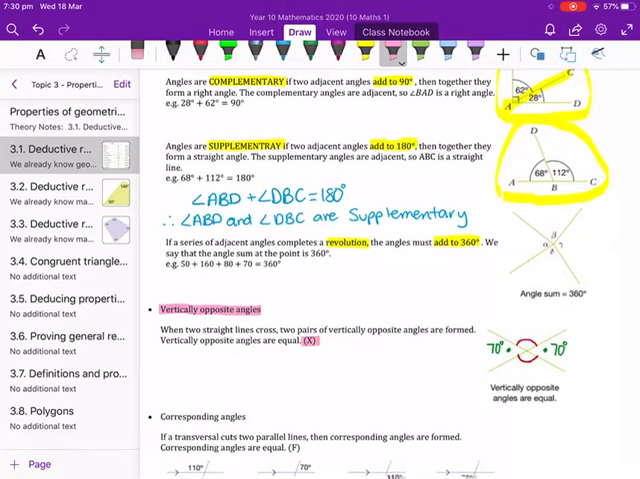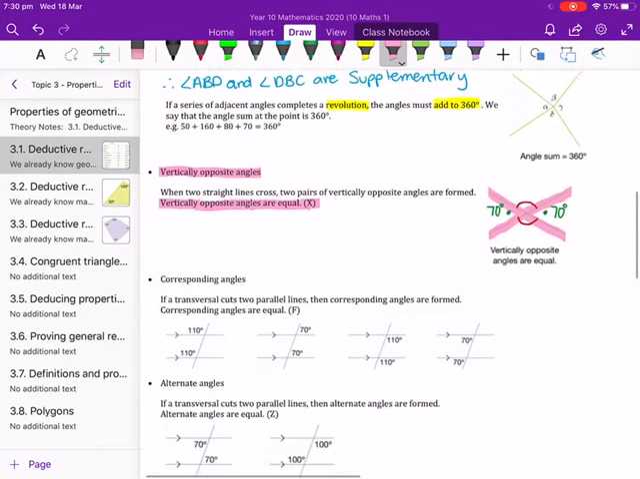And vertically opposite angles make this X shape. So when we go over our angles, we make an X. So whenever you see this X shape, you know that the angles opposite each other are equal to each other. So we have vertically opposite angles are equal.